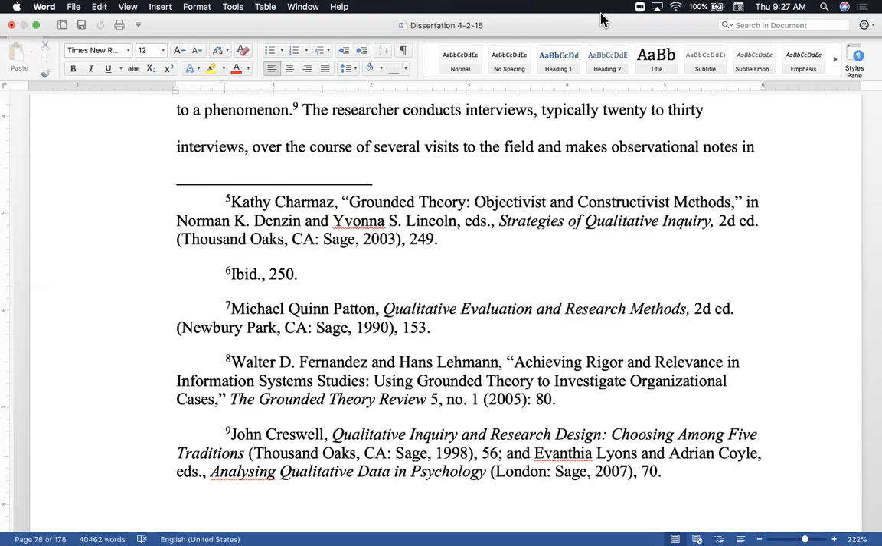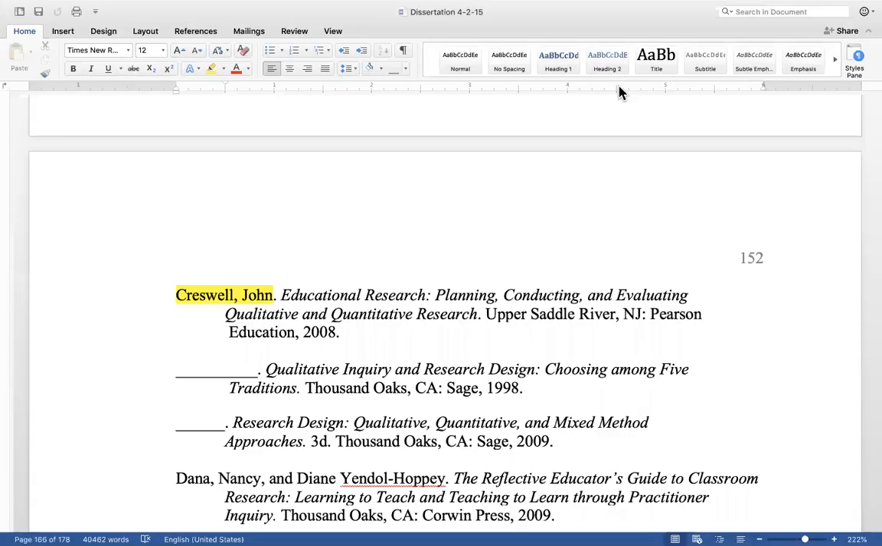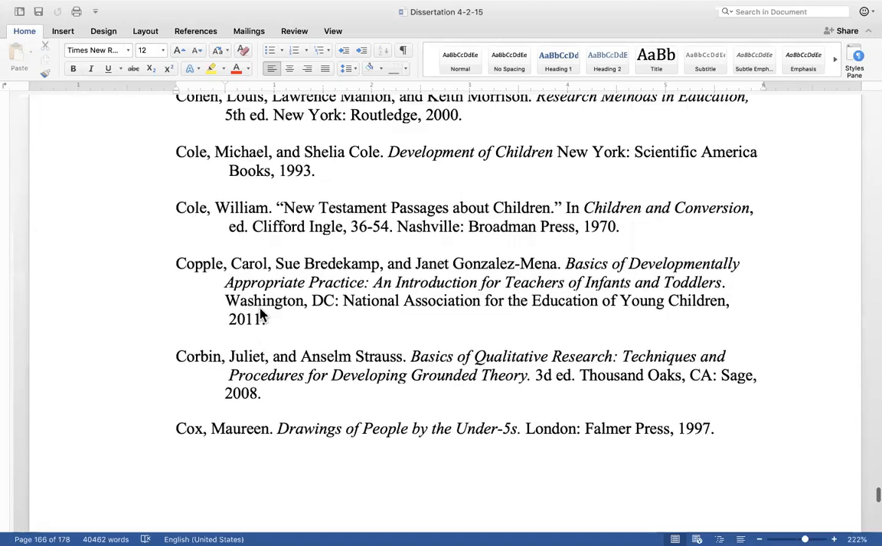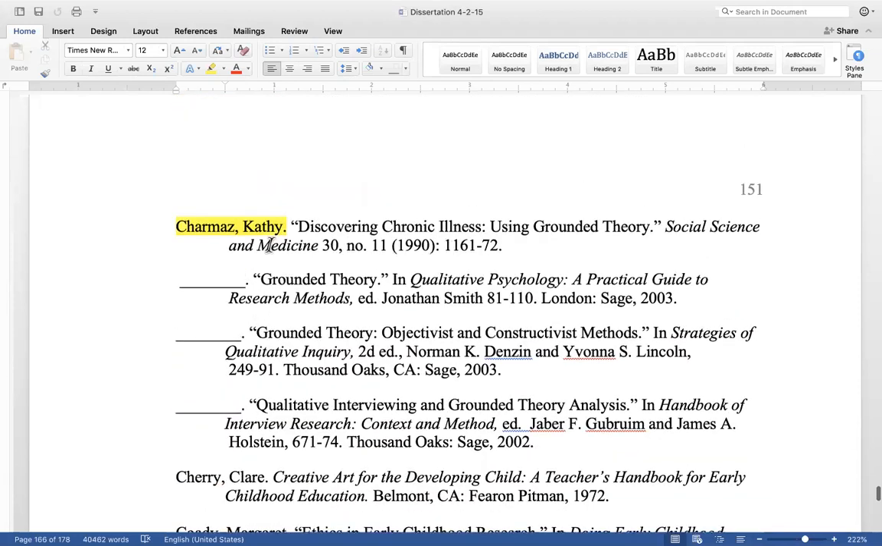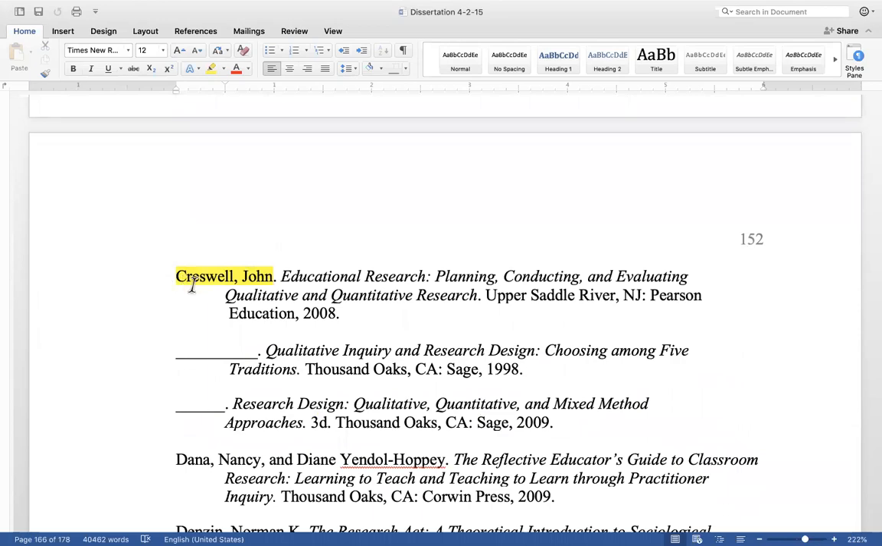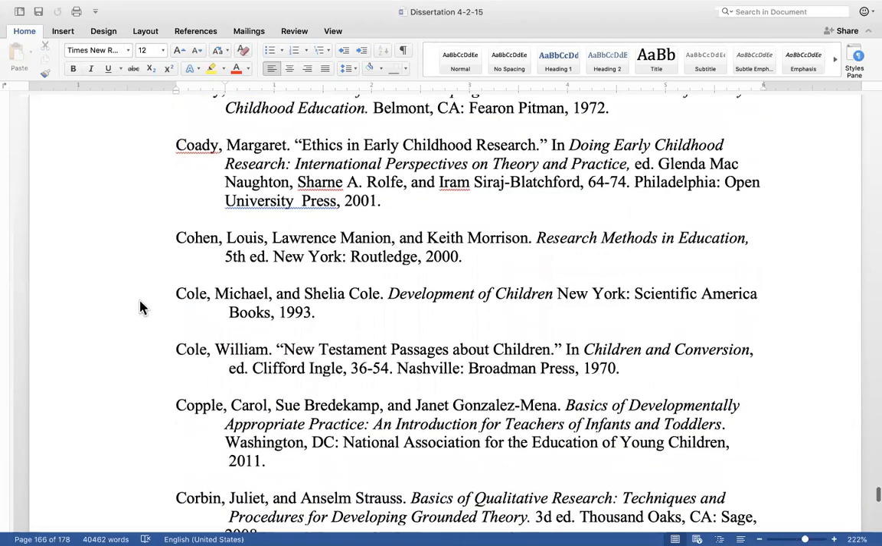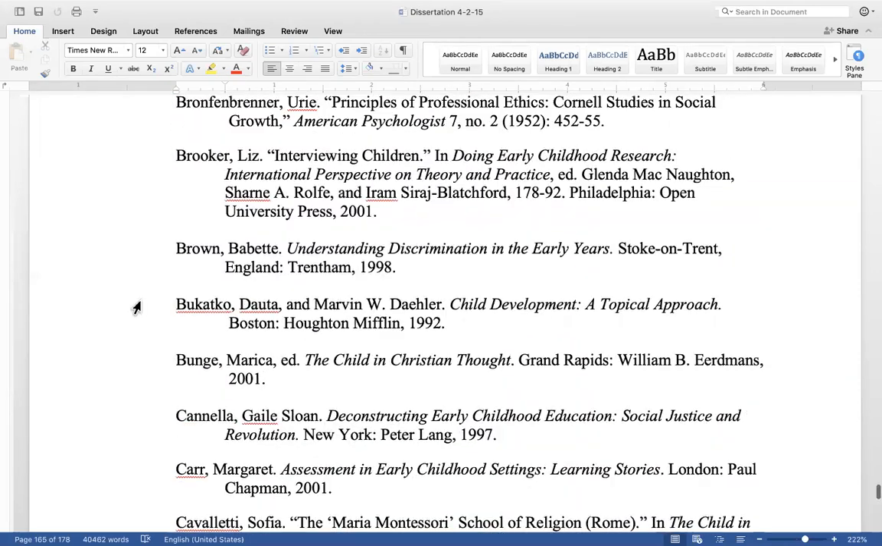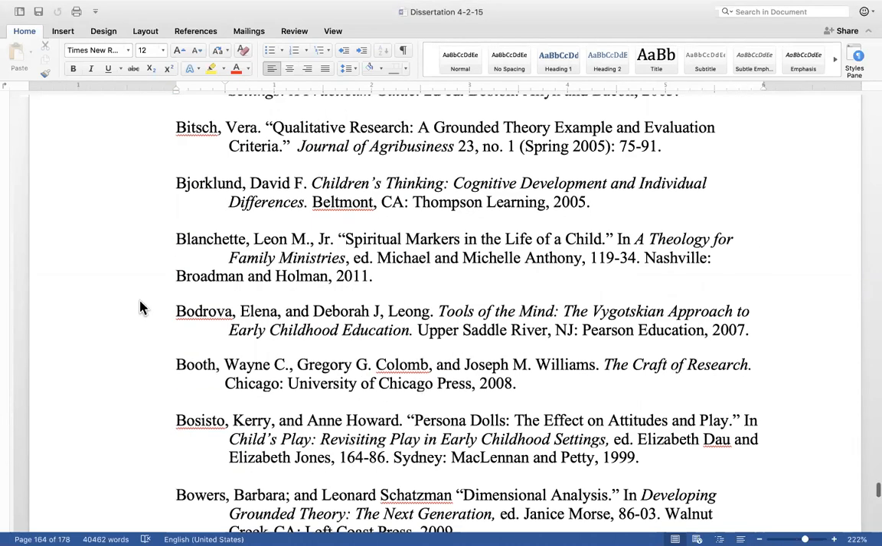I'm going to pause the recording to take you to the bibliography. Here we are in the bibliography. I've highlighted this name, John Criswell. You'll recall he was one of the people that was listed in our footnotes, but let's go up just a little bit further here, because we also had Kathy Charmaz. You can see that this is in alphabetical order. CH comes before CR. So when you're putting your bibliographic entry together, you're going to want to make sure that you do it in alphabetical order by the author's last name.